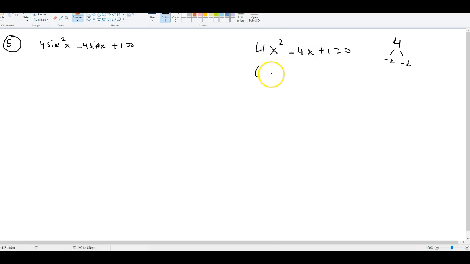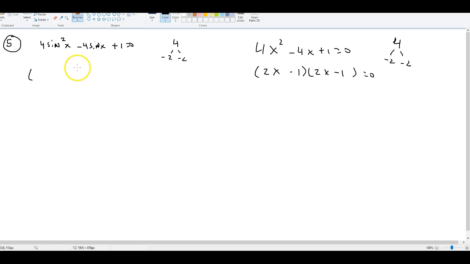And then I could factor this. These two have to give me 4, so I have to have a 2 and a 2. 2 times what gives me negative 2? And 2 times what gives me negative 2, and those are my 2 factors, right? We're going to do the exact same thing over here, except with sines. We're going to say factors of 4 that give me negative 4, that's negative 2 and negative 2.